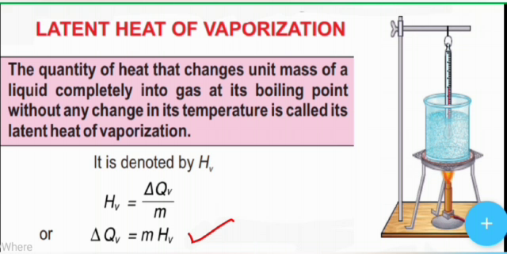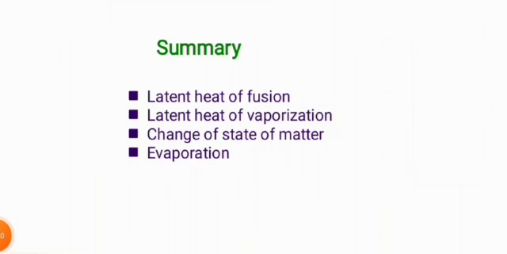Students, when water is heated, it boils at 100 degree centigrade under standard pressure. Its temperature remains 100 degree centigrade until it is changed completely into steam. Its latent heat of vaporization is 2.26 × 10^6 joule per kilogram. That is, 1 kilogram of water requires 2.26 × 10^6 joule heat to change it completely into gas or steam at its boiling point.